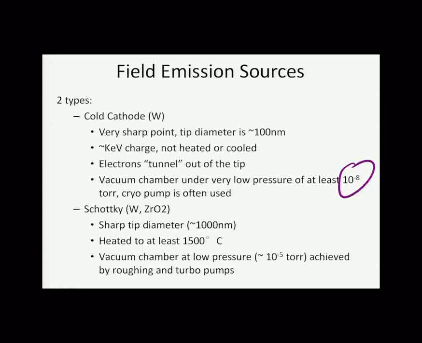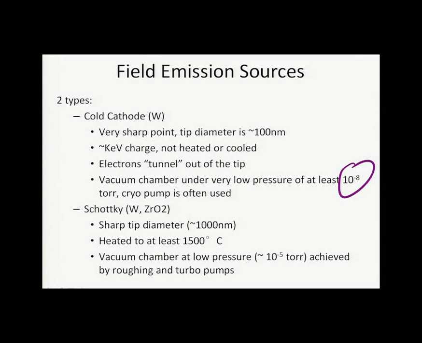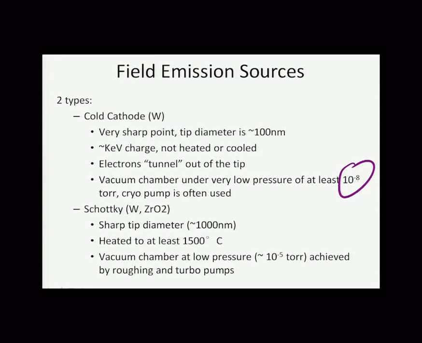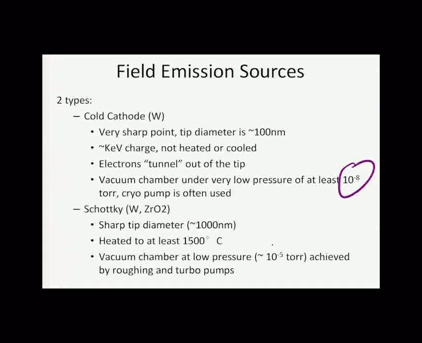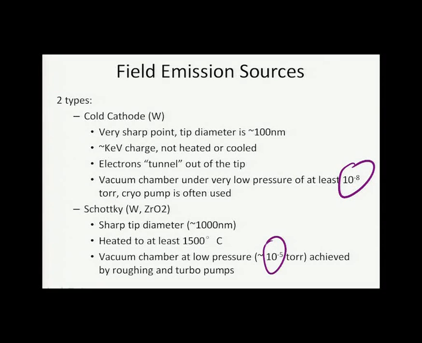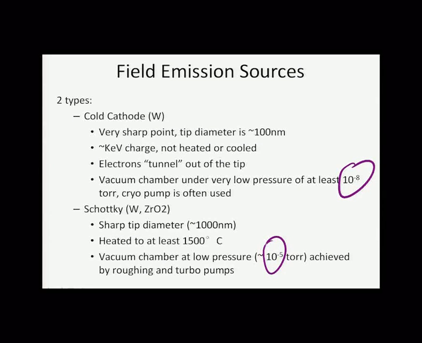There's also a Schottky field emission source. This has a larger tip diameter. It's heated to at least 1500 degrees Celsius, and a vacuum chamber only around 10 to the negative 5 torr is required, and this can be achieved by roughing and turbo pumps.